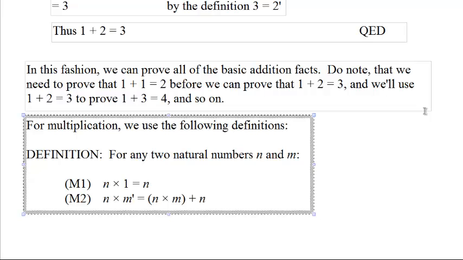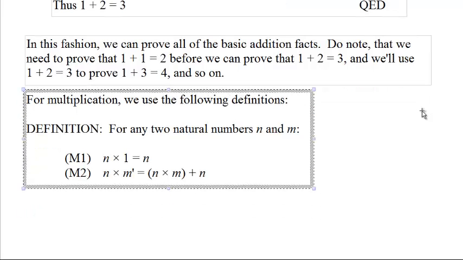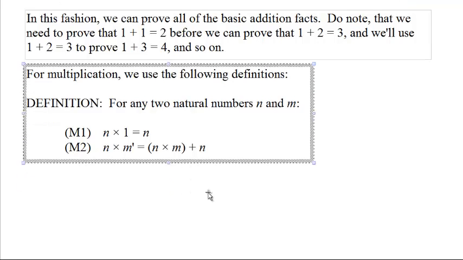For multiplication, we use the following definitions, not too different. Given any two numbers, when you multiply a number by 1, it doesn't change the number. When you multiply a number by 1 more than the number, well, you get n more than the two numbers multiplied together. So like 3 times 7 is 3 more than 3 times 6. That's basically what this is saying.